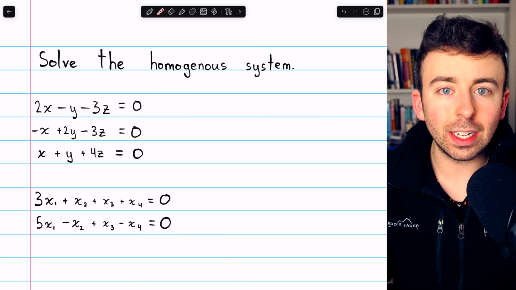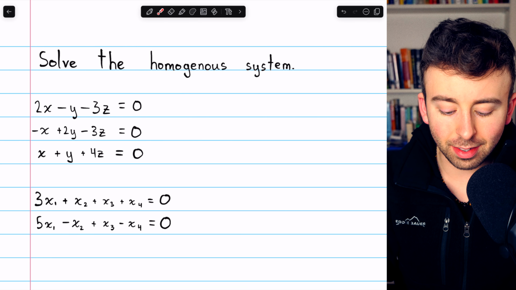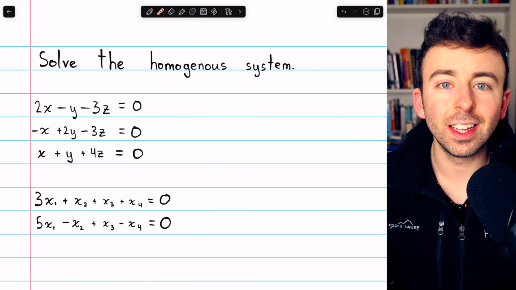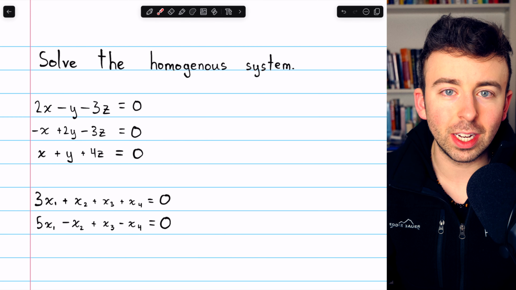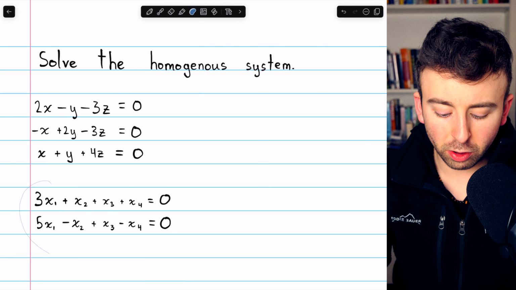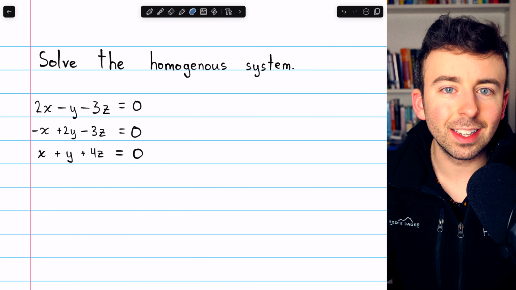These are homogeneous systems because you can see the constants on the right side in each case are all zero. So that's what makes it homogeneous. Let's begin with this system. As you'll see, these are two meaningfully different examples.